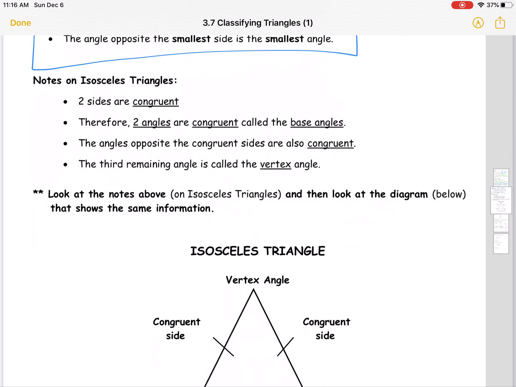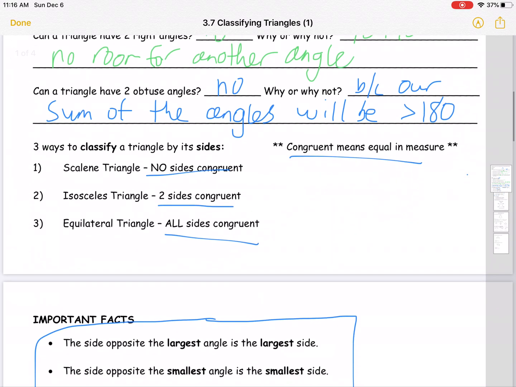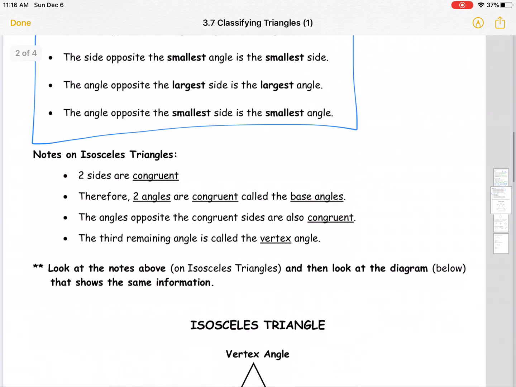So notes on isosceles triangles. In an isosceles triangle, 2 sides are congruent. We talked about that right here. Therefore, 2 angles are congruent, and those 2 angles are called the base angles. So if I have 2 congruent angles, that means I'm also going to have 2 congruent sides.